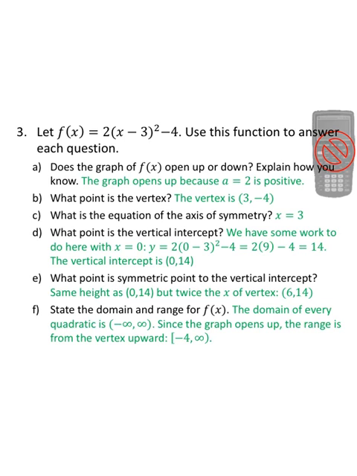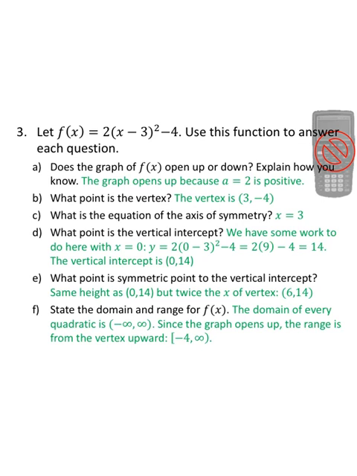Now, what point is symmetric to the vertical intercept? Every symmetric point, when we're looking at y-intercept or vertical intercept, has a little formula to it. It's going to be the same height that we just found, because it has the same height as the vertical intercept, but it's always going to be twice the x value of the vertex. So if the vertex is 3 units away from the vertical intercept, then the symmetric point will be 6 units away from the vertical intercept, and so our answer is the point (6, 14).